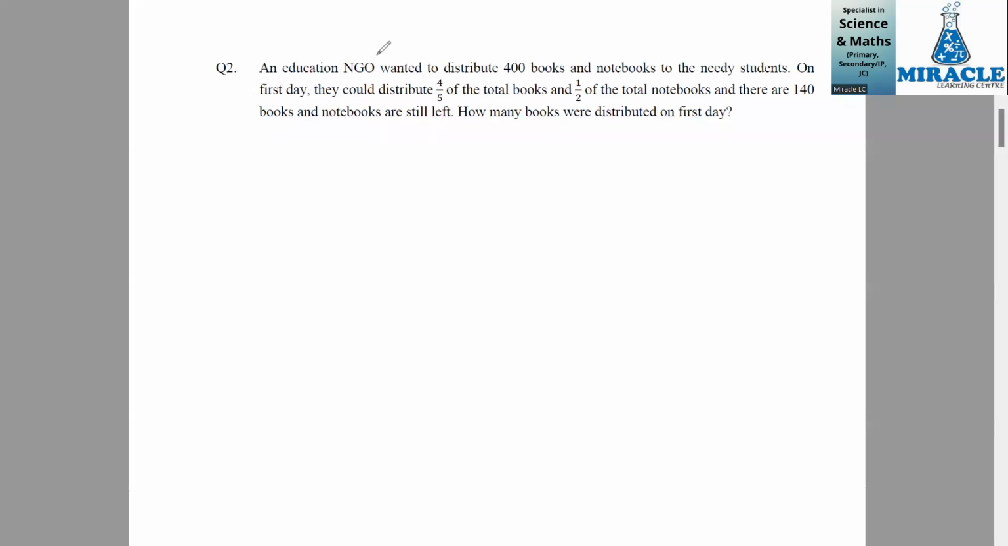Question 2. An education NGO wanted to distribute 400 books and notebooks to the needy students. On the first day, they could distribute 4 out of 5 of the total books and half of the total notebooks, and there were 140 books and notebooks still left. So, how many books were distributed on the first day?